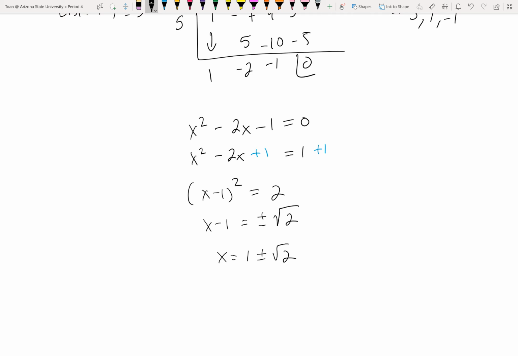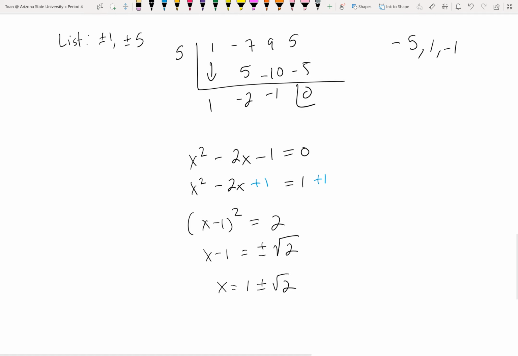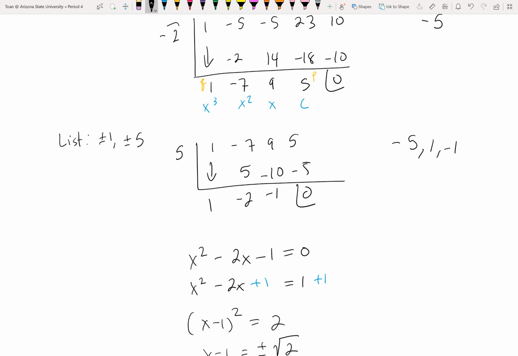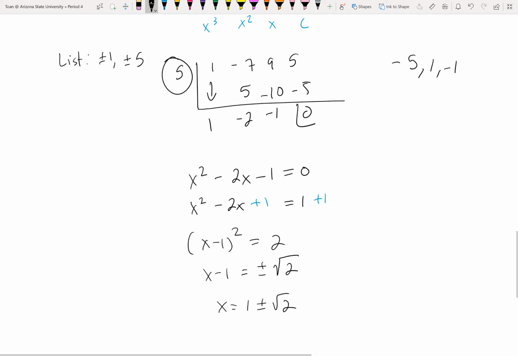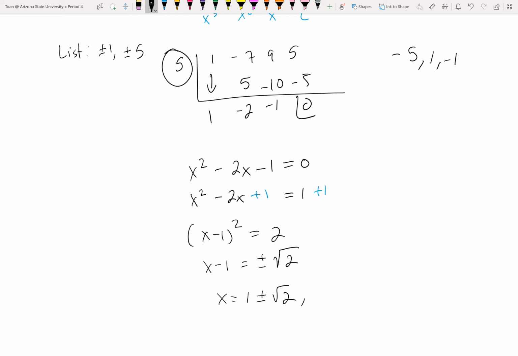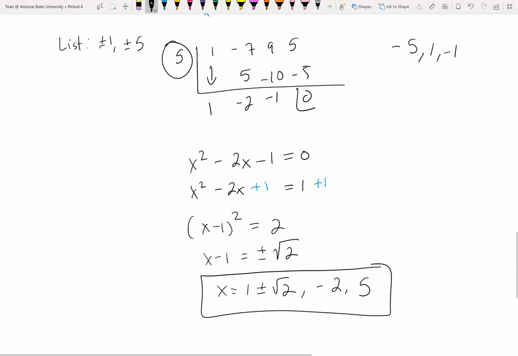Again, please don't make this mistake. You're so eager and anxious. Hey, I solved it. I'm going to circle it and move on. That's only the solutions to the quadratic. We need to include the solutions that we guessed correctly. So your complete answer would be 1 plus or minus radical 2, -2, and 5. Right? Those are the answers to the original function.